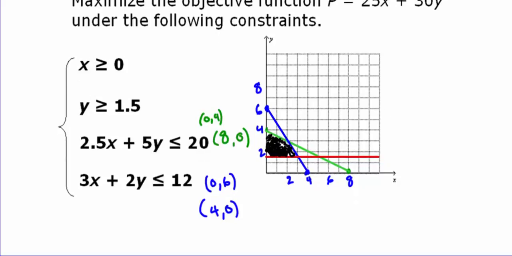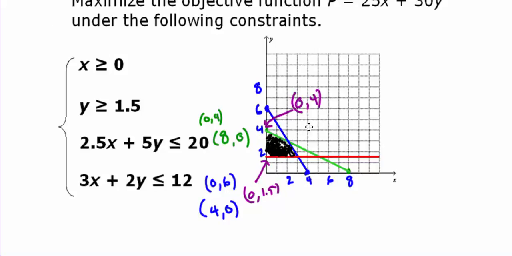We've done this before. But this is what's new. We need to make sure we find the vertices of our feasible region. I'm going to suggest that 3 of the 4 are pretty simple. 0, 1.5. Well, maybe I'm changing my mind. Maybe only 2 of them are really simple. 0 and 4 is pretty simple.